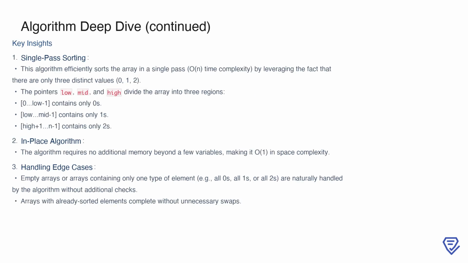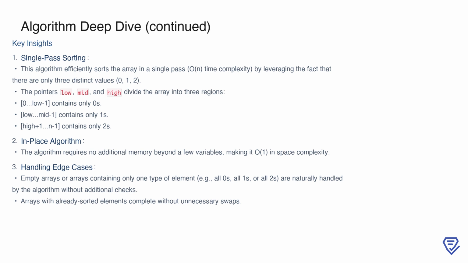This algorithm works efficiently because it processes the array in a single pass, leveraging the fact that there are only 3 distinct values. The low, mid, and high pointers divide the array into 3 regions during the sorting process. Specifically, the region before low contains only zeros, the region between low and mid contains only ones, and the region after high contains only twos.